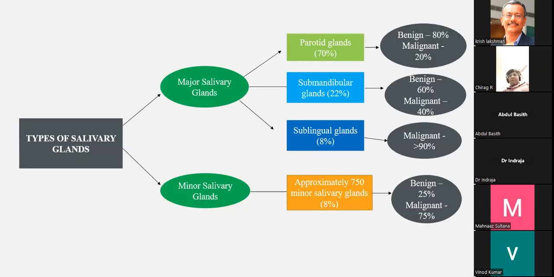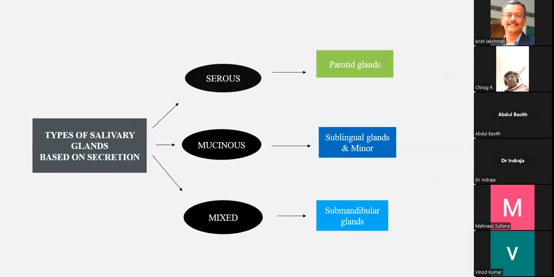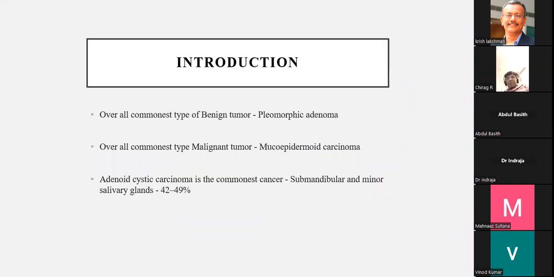Most of the salivary gland tumors are seen in parotid glands, that is about 70%. Of these, 80% of the tumors are benign. And the tumors that are seen in the sublingual and minor salivary glands are almost always malignant, that is about more than 80 to 90%. Overall, the commonest benign tumor is pleomorphic adenoma, and the commonest malignant tumor is mucoepidermoid carcinoma. Adenoid cystic carcinoma is commonly seen in submandibular and minor salivary glands.